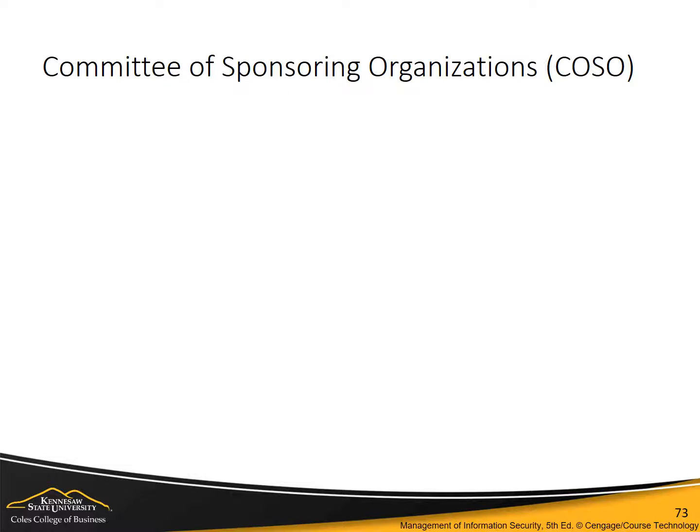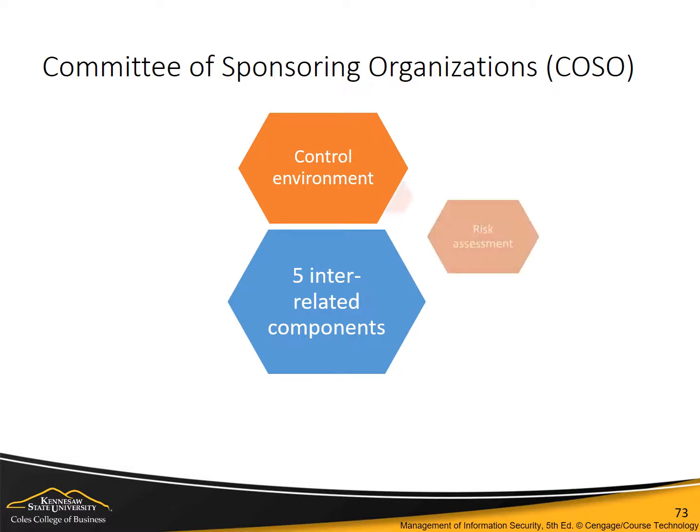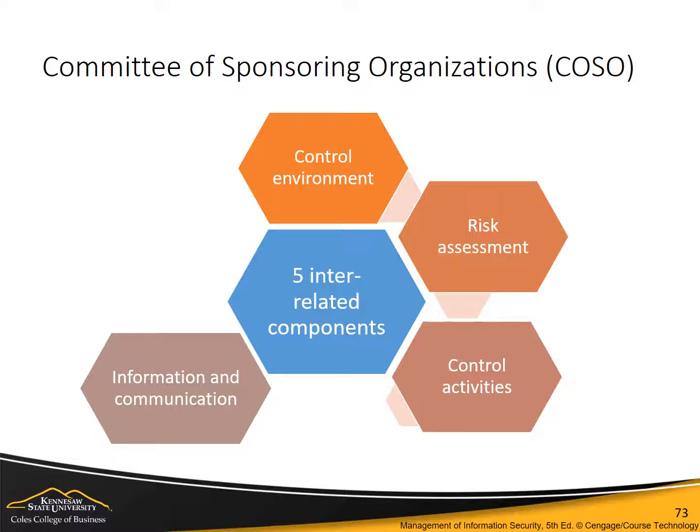The Committee of Sponsoring Organizations is built on 5 interrelated components. Having a controlled environment that manages all components of the information security plan is important, as is risk assessment and mitigation, and having a plan for that. Control activities that ensure integrity and confidentiality of data. You have your information and communication distributed to the right people, with the right access, with the right security, at the right time. And finally, monitoring throughout the organization to improve information security implementation.